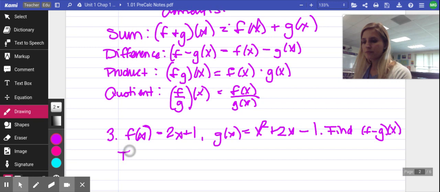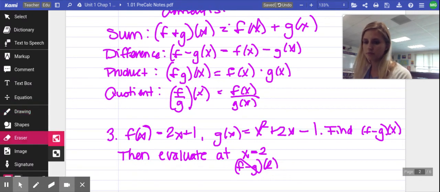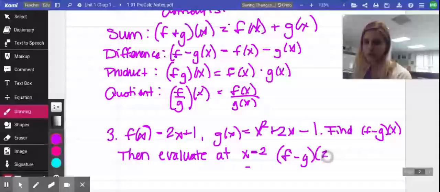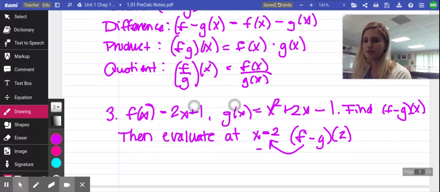And then I want you to evaluate it at x equals 2. So that I could have also written it like this, f minus g of 2, without that little loop-de-doo. I'll just rewrite it for you. F minus g of 2. Same thing.